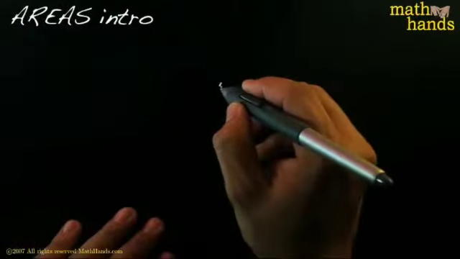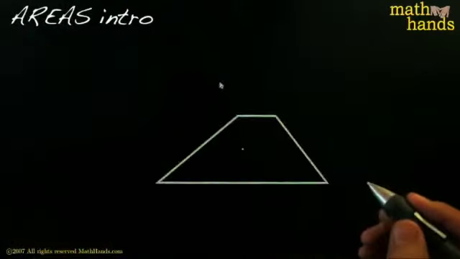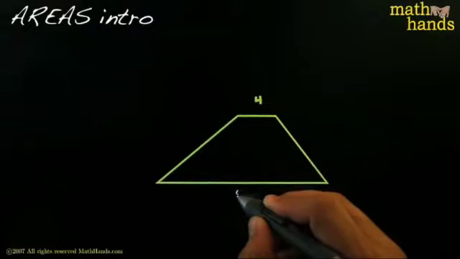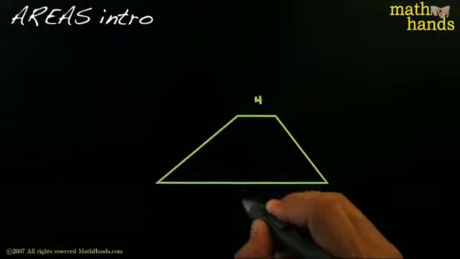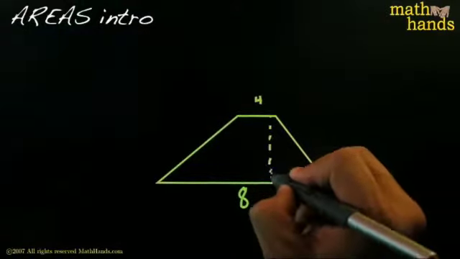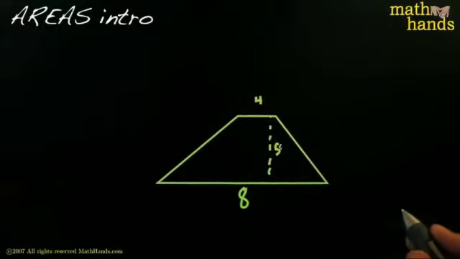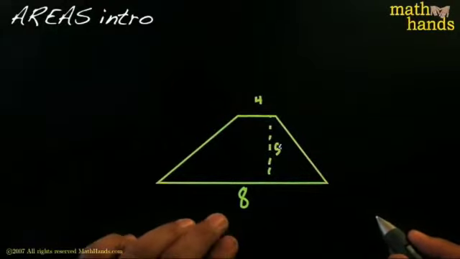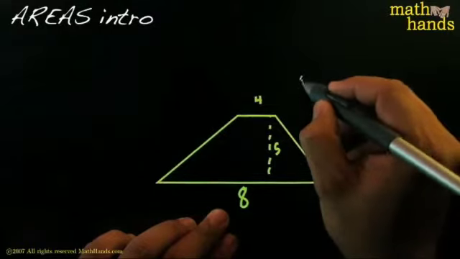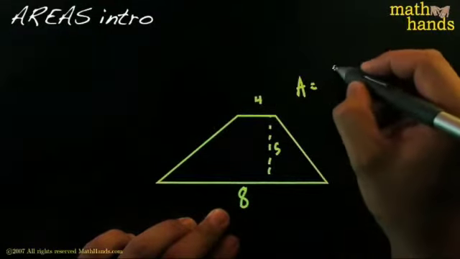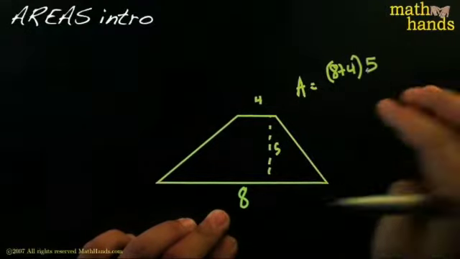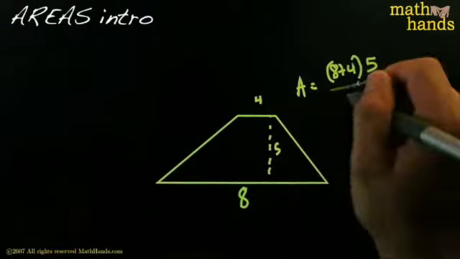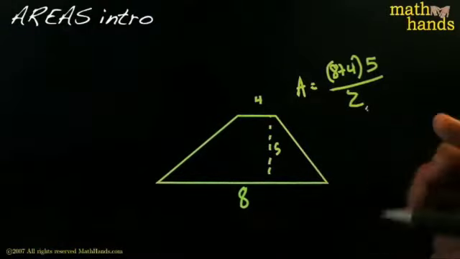Take this example. Suppose that this base is 4 and this base is, I don't know, let's just say 8. Suppose that this height right here is 5. Well, it's a piece of cake. What we do is we add these, 8 plus 4, times the height. That's one way to do it. That gives you 2 of these, but then you have to divide it by 2 to just get one of them. That would be a perfect way to do it.